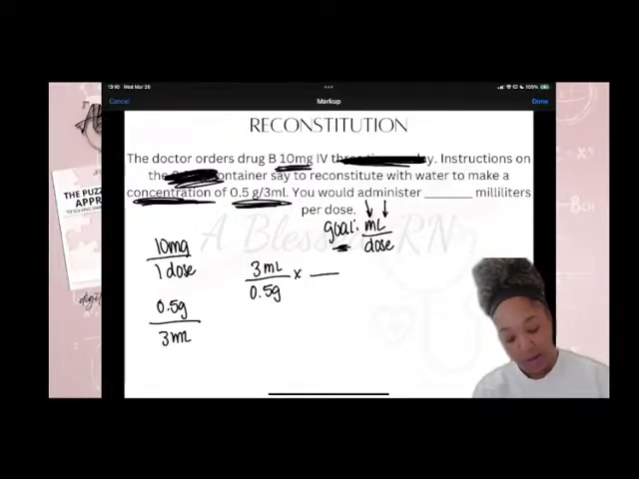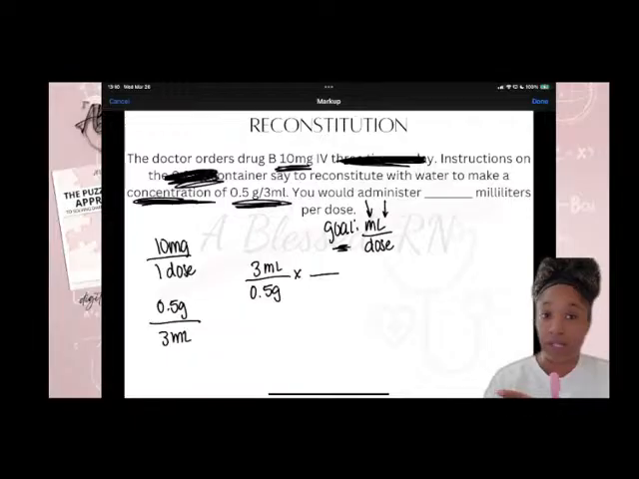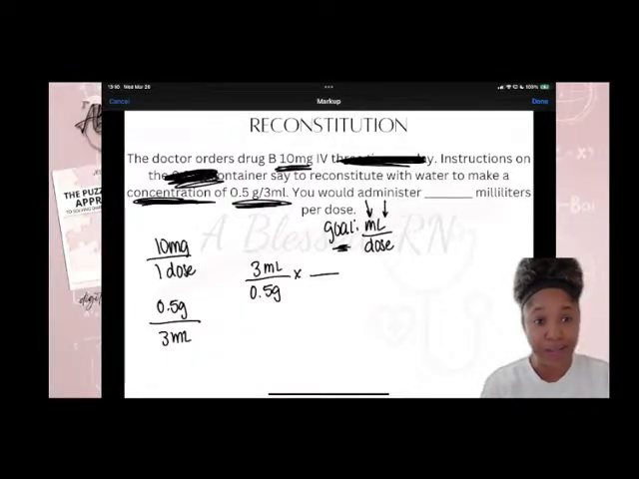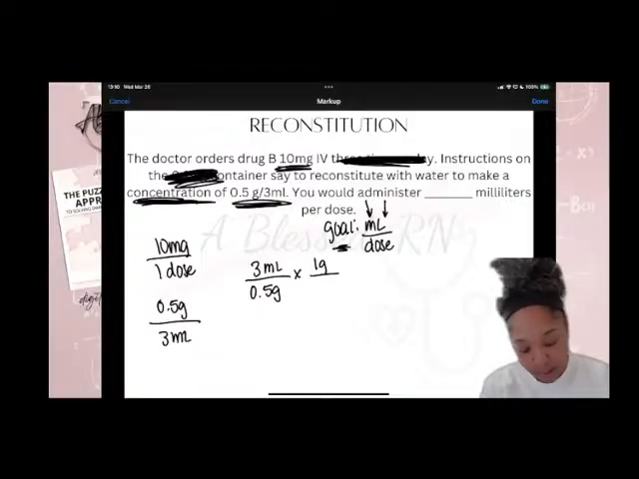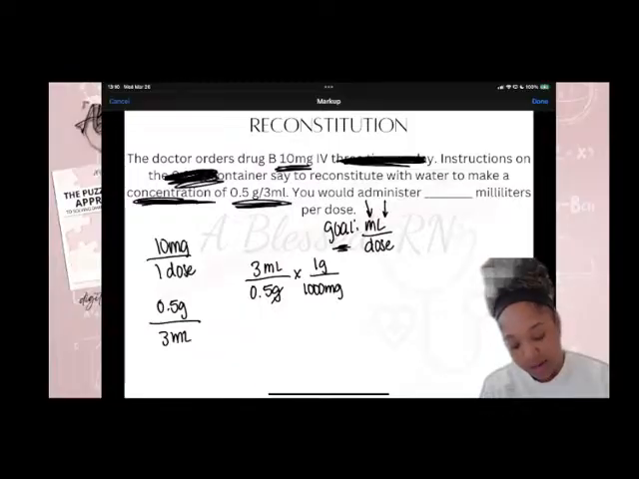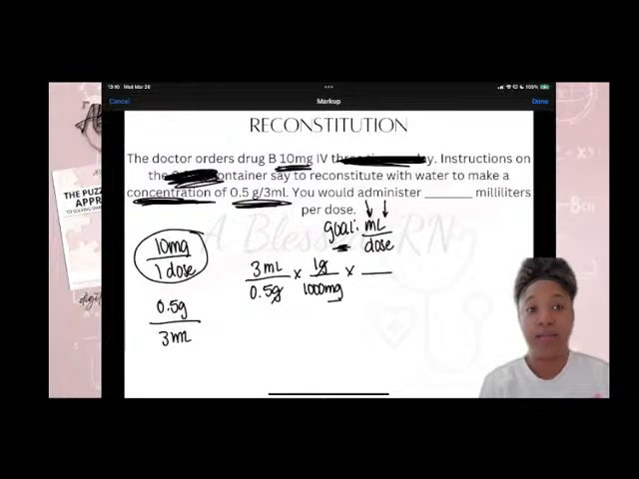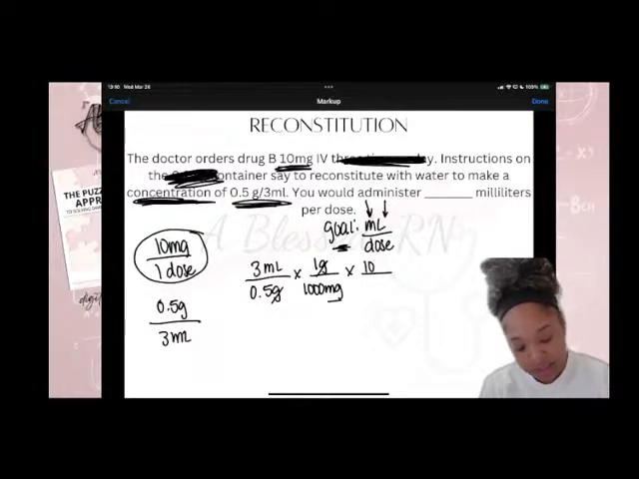Now, I don't have grams to put on top because remember, I can't put a gram on top of a milligram. A milligram is 1,000 times smaller, right? So this is where your conversion comes in. So 1 gram is 1,000 milligrams. Grams crosses out. Now I have milligrams on the bottom, so I can put my milligrams on the top. 10 mg over 1 dose because that's how much is ordered for a dose, right?